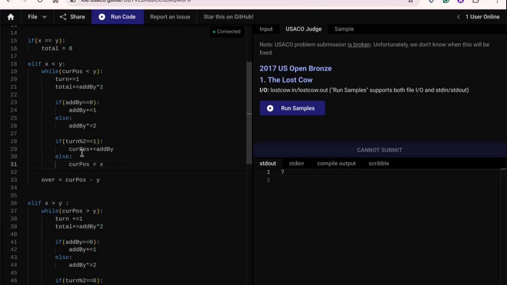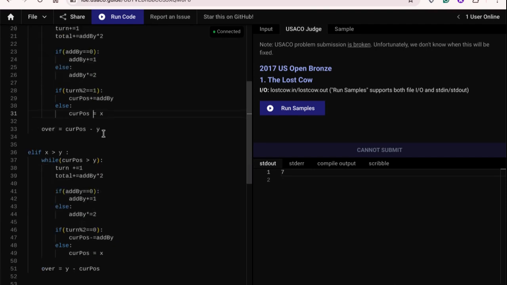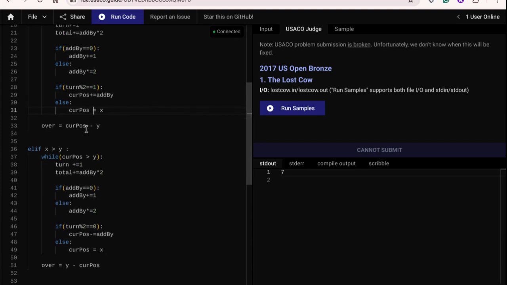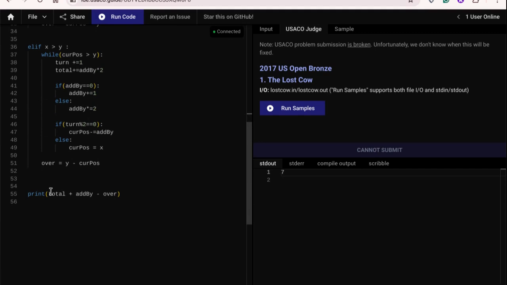Then once current position is greater than y, we have this over. This is just saying that if current position is greater than y, then we want to make sure however much he traveled extra is stored, right? And then we'll subtract that from the total. So say the current position he's at is 8, but Bessie's at 7, well, we know he traveled 1 extra. And we can see that over here.